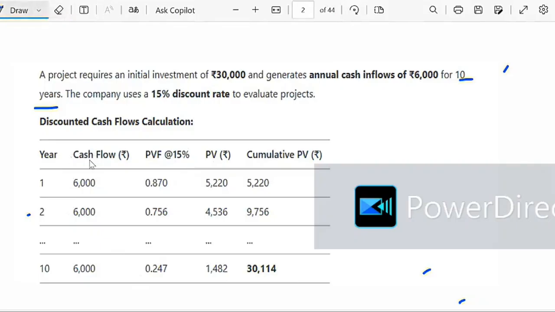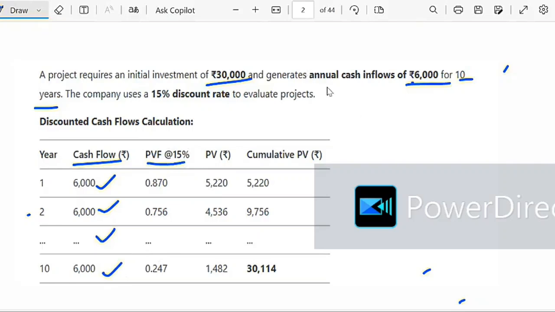The second column shows you the cash flow, right? Cash flow means how much cash is coming in: 6,000 every year. First year you get 6,000, second year 6,000, third year 6,000, and you have invested 30,000, and the 10th year also 6,000.